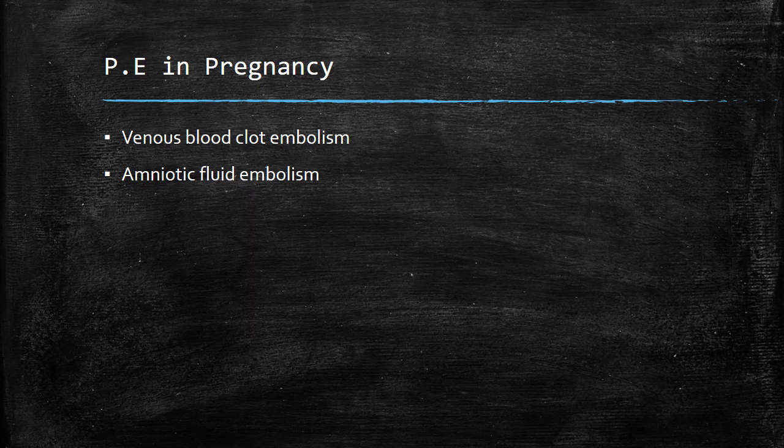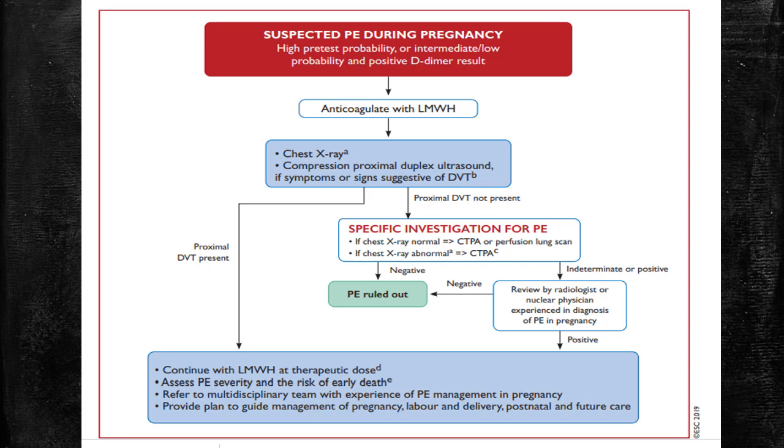And pulmonary embolism in pregnancy can be venous blood clot embolism or amniotic fluid. And here is the algorithm. You will approach a pregnant patient who has got high pretest probability or intermediate or low probability and a positive D-dimer test. You will anticoagulate with a low molecular weight heparin.